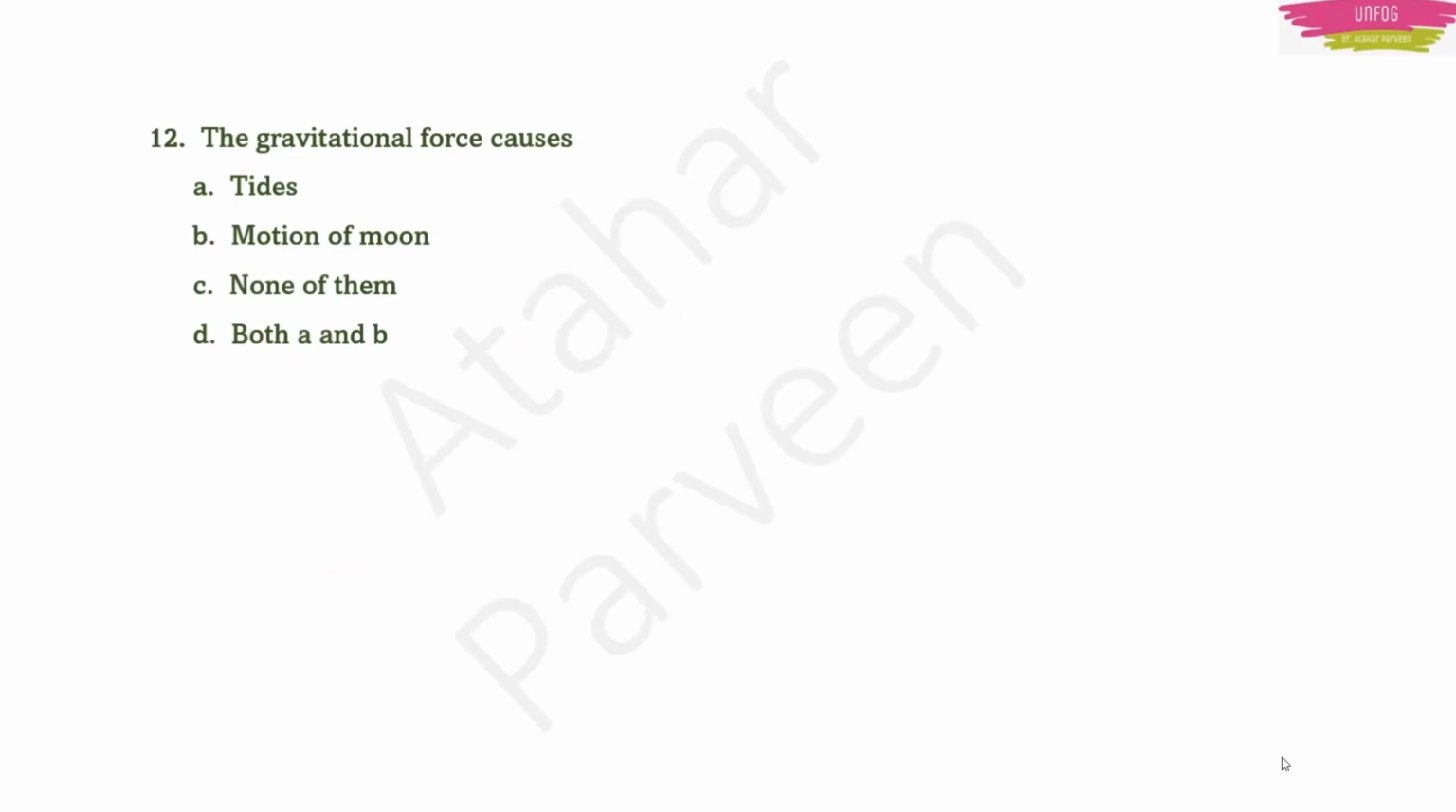Next, question number 12. The gravitational force causes tides, motion of moon, none of them, or both A and B. See friends, this is a very important point. That's why I included this question here. Because of gravitational force only, we are having tides in the sea or the ocean or the beach. We can see tides, right? Tides means lehre in Hindi. That is happening because of gravitational force only. And also the moon is rotating around the earth, right? That is our satellite. That is also because of the gravitational force of the earth only. So option A and B both should be the correct answer. Both A and B.